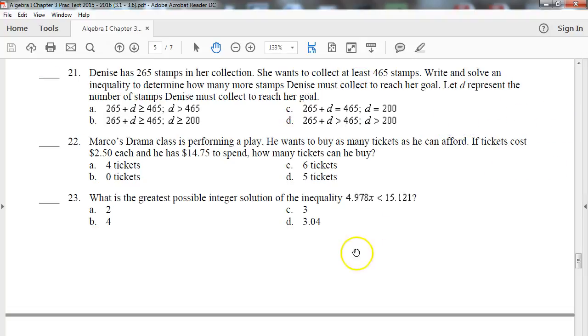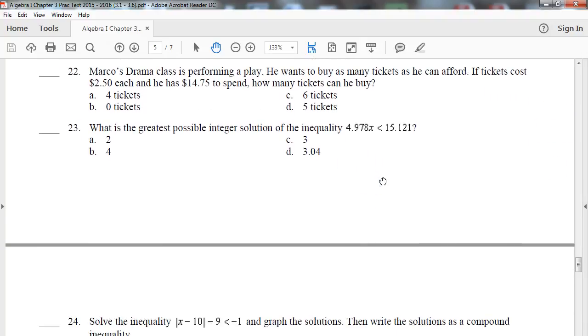Number 22 has a couple of different ways that we can look at it. Marco's drama class is performing a play. He wants to buy as many tickets as he can afford. If tickets cost $2.50 each and he has $14.75 to spend, how many tickets can he buy? Well, he can't spend more than $14.75, but he can spend less than or equal to that. And the amount that he spends is going to be represented by 2.50 times the number of tickets.